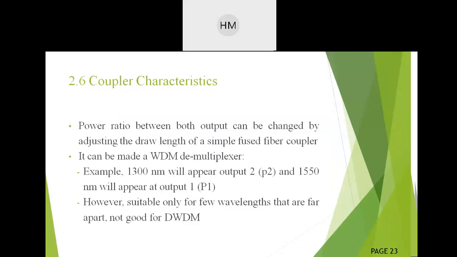Coupler characteristics: the power ratio between both outputs can be changed by adjusting the draw length of a simple fused fiber coupler. It can be made a WDM demultiplexer. By using these couplers, we can construct WDM multiplexers and demultiplexers. The example here is shown. 1300 nanometer will appear at output port P2 and 1550 nanometer will appear at output port P1.